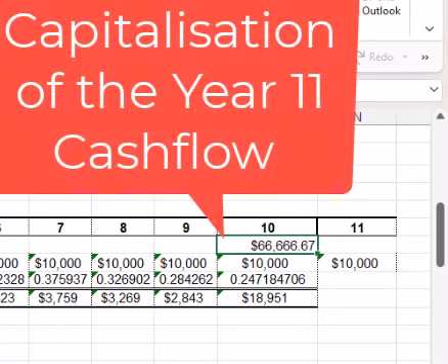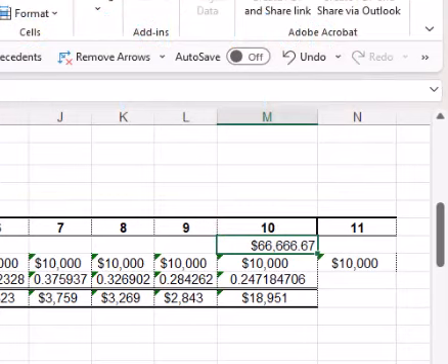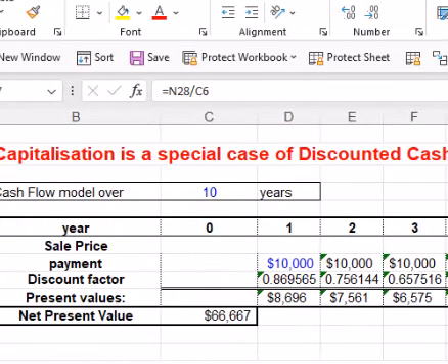If we use this notional sale at the end of year 10 and then add to it the discounted values of the rents between years 1 and 10, and then sum them, what we find is that in this case, while the first year contributes the same $8,696 and the second year contributes $7,500 and so on, by the time we sum those, plus the present value of the notional sale in year 10, the net present value is now $66,667.